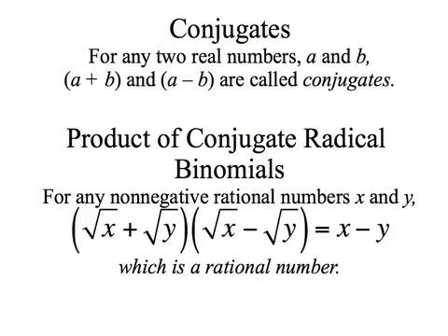Once again, we define conjugates for any two real numbers a and b. The quantity a plus b and the quantity a minus b are called conjugates. And that leads us to the product of conjugate radical binomials for any non-negative rational numbers x and y. The quantity of square root of x plus the square root of y times the quantity of the square root of x minus the square root of y is equal to x minus y, which is a rational number.